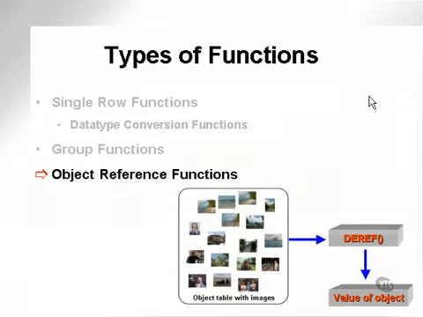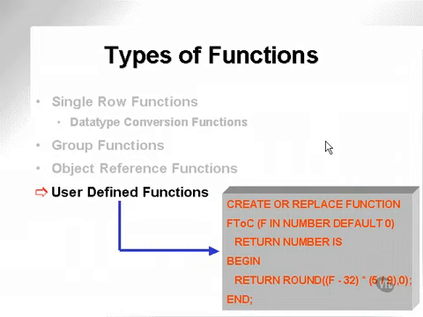Object reference functions are another category of functions where a reference value can be used to find the value of an object in an object table. User-defined functions. A user-defined function is a function created or defined by a user. Here we can see a function which says create or replace function F to C, Fahrenheit to Celsius, pass in the Fahrenheit value, return the number as Celsius. This return statement internally within the begin-end block executes the calculation.